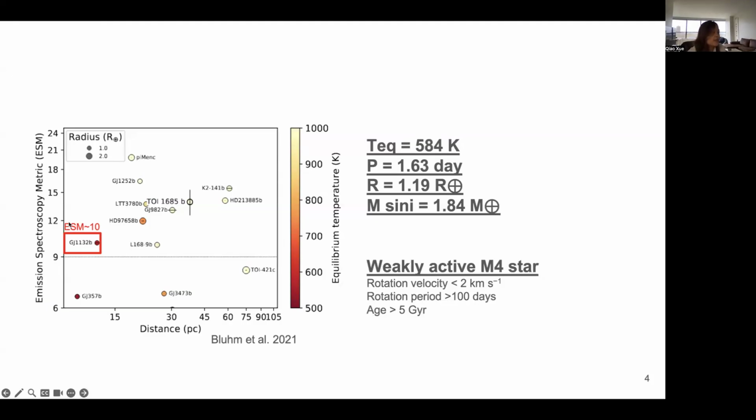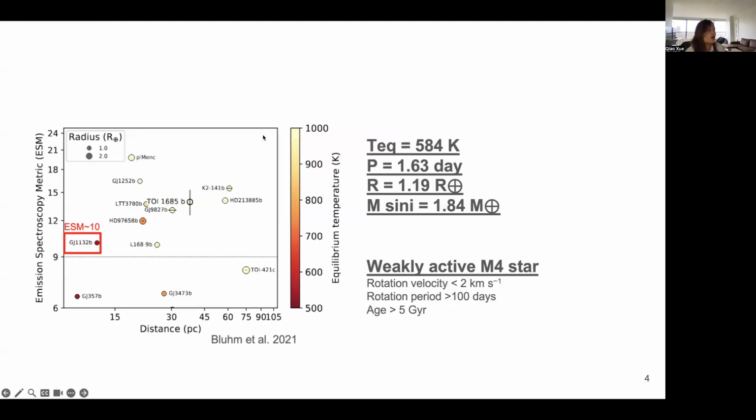So this ESM, the emission spectroscopy metric, is a quantitative measurement that we use to estimate the observability of an exoplanet's thermal emission spectrum, particularly in the infrared. And it takes into account the size of the planet, the temperature of the planet, and the size, temperature, and the brightness of the host star. The higher the ESM is, the better the target is suited for observation.